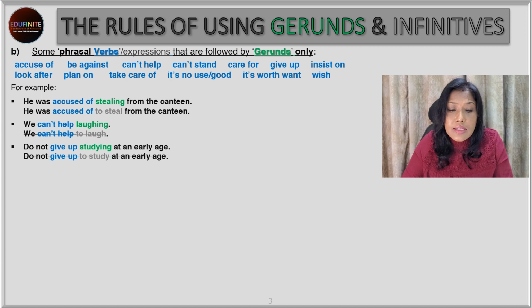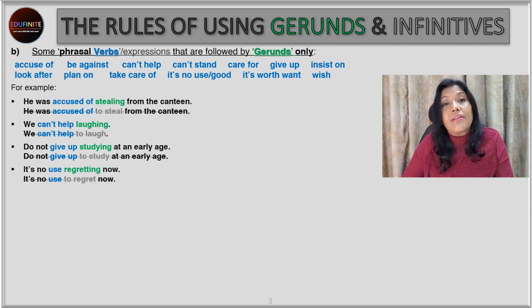Next, do not give up studying at an early age. So this is an advice, and while giving the advice, we can never use the infinitive form. We can't say do not give up to study at an early age. That's absolutely wrong.